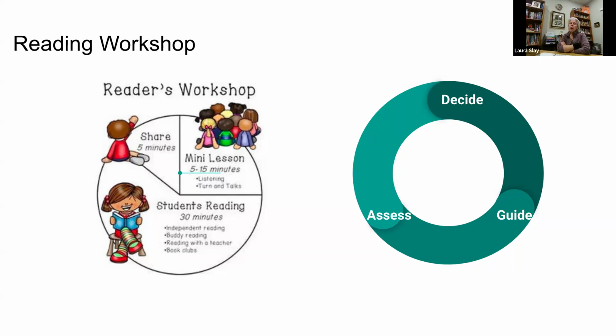Last week, I modeled how to do that with Saturdays and Tea Cakes. In writing, we always use a mentor text. In the mini lesson, the students are usually listening, and then they turn and talk in order to give feedback and do a little bit of guided work. Then the students spend about 30 minutes doing independent reading, buddy reading, reading with the teacher, maybe book clubs, and then they share something from the workshop environment, and it starts again the next day.